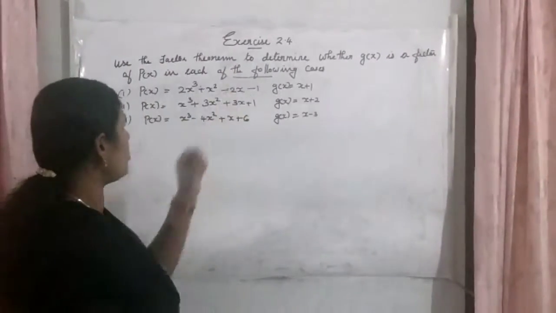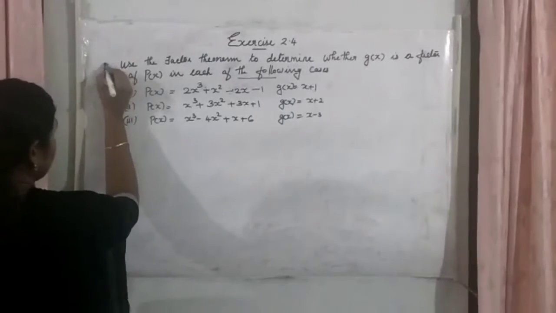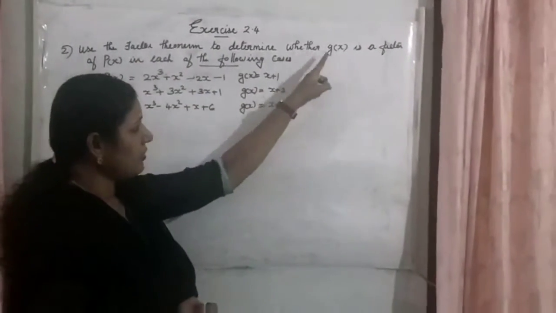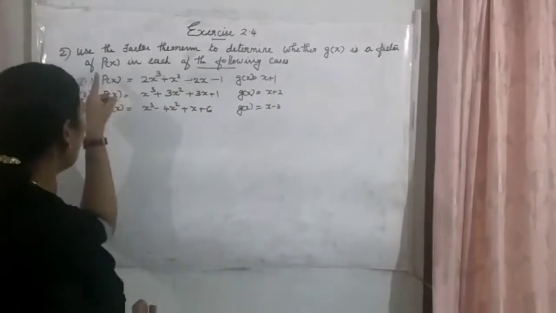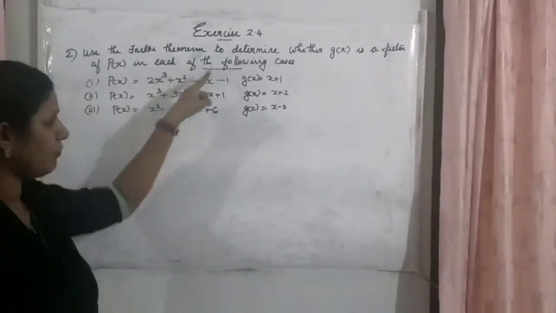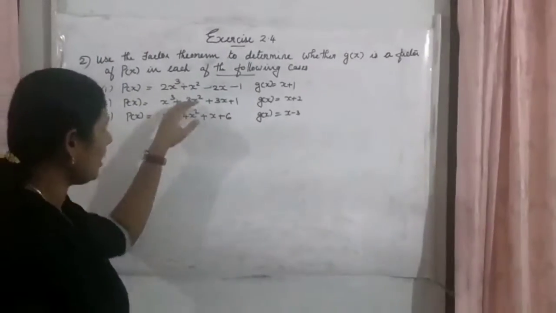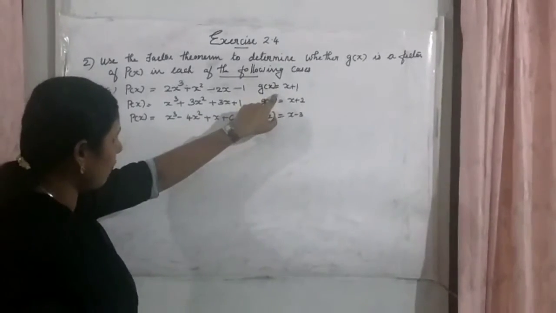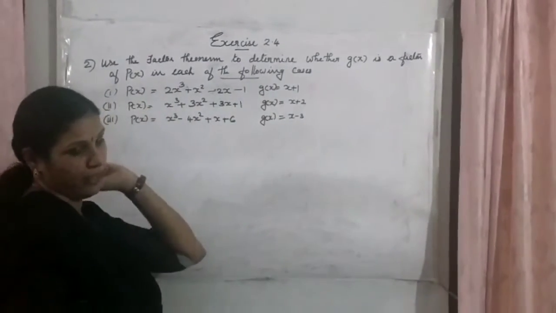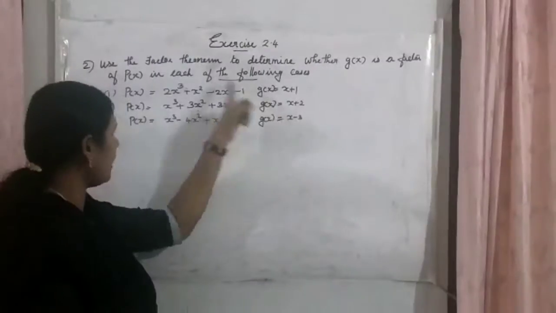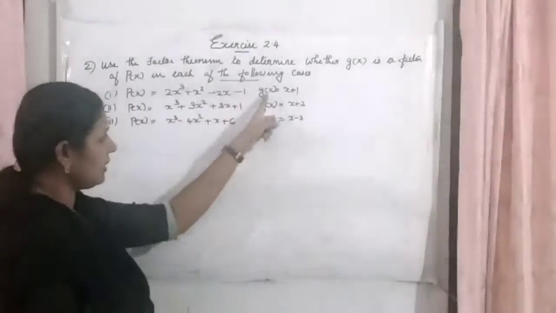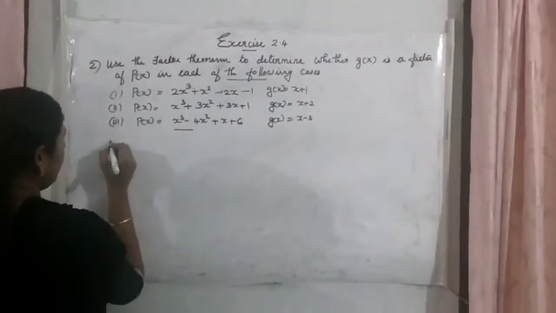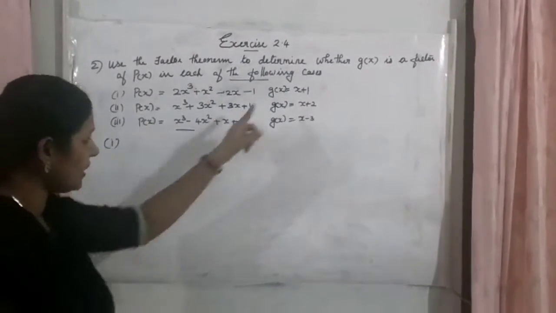Here in exercise 2.4, the second question: use the factor theorem to determine whether g of x is a factor of p of x in each of the following cases. There are 3 questions here, and we ask whether this g of x is a factor of this p of x. First we are going to do the first question.